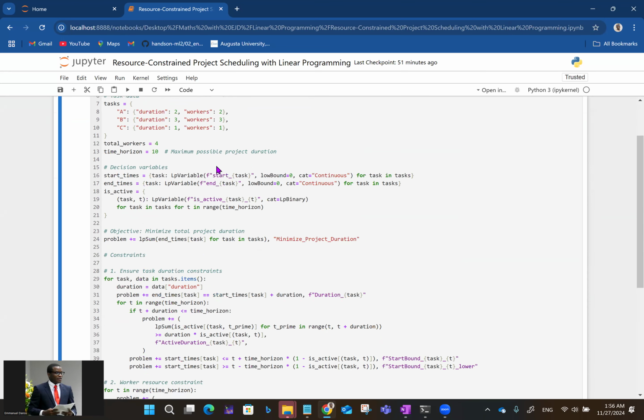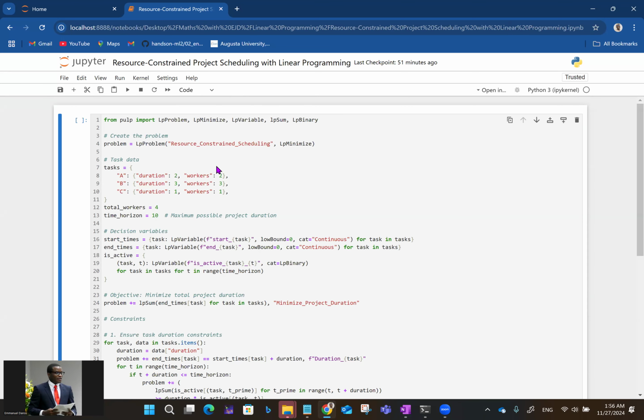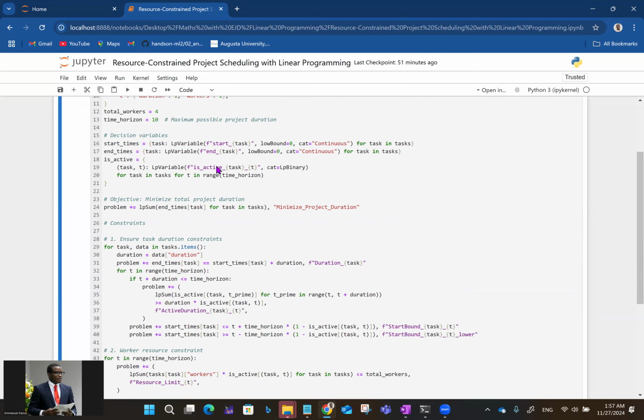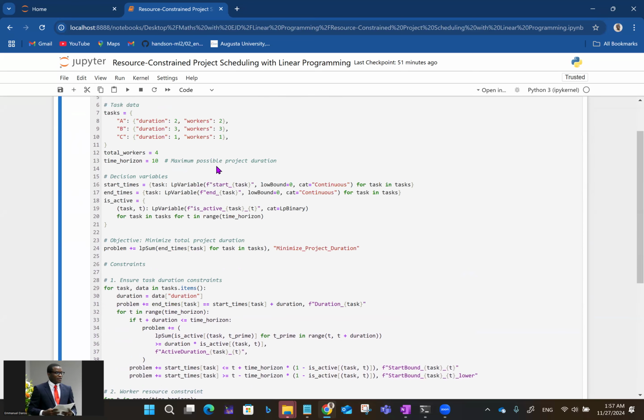So you define the variables, the tasks, with their durations and the number of workers, the total workers you have, and the time horizon. That's like the maximum project duration, for instance. If you add up 2, 3, 1, that's just an upper bound projection, right? Then you have decision variables: start times, end times, and whether the task is active or not.